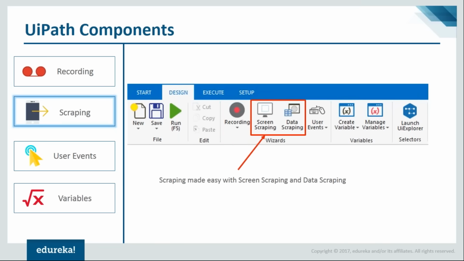Then comes scraping. So scraping basically means extracting data out of something and then putting it in a structured manner. All right. So this is what scraping is. You have screen scraping and then you have data scraping. Screen scraping is basically used for desktop applications. Data scraping can be used for web applications as well. All right, so there are a lot of differences, but this difference is fine for today's discussion.